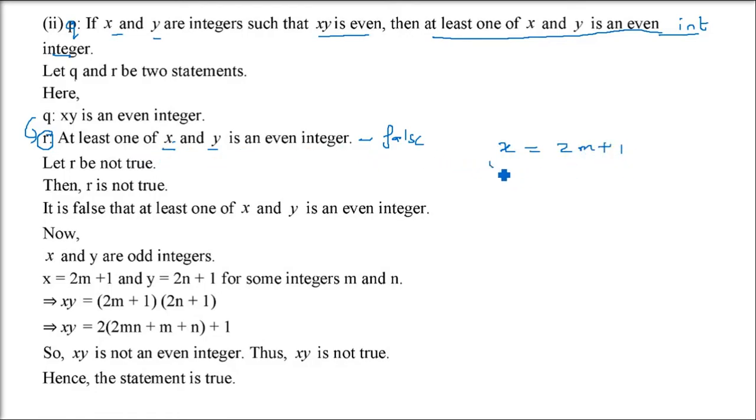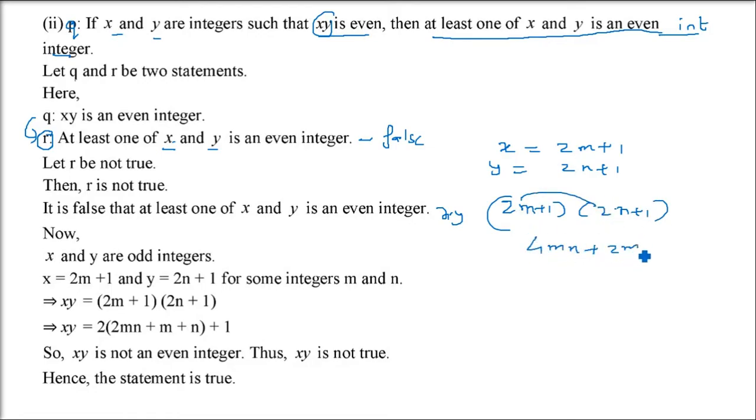So x is 2m plus 1, making it odd as in the earlier question. y we assume to be 2n plus 1. So let us see what x into y gives us. If x into y gives us the opposite, then the statement is true. So x into y is 2m plus 1 into 2n plus 1. I'm multiplying x and y, which gives 4mn plus 2m plus 2n plus 1. Now you can take 2 common from the first three terms, so you get 2(2mn plus m plus n) plus 1. Assume the bracket to be k, so 2k plus 1.